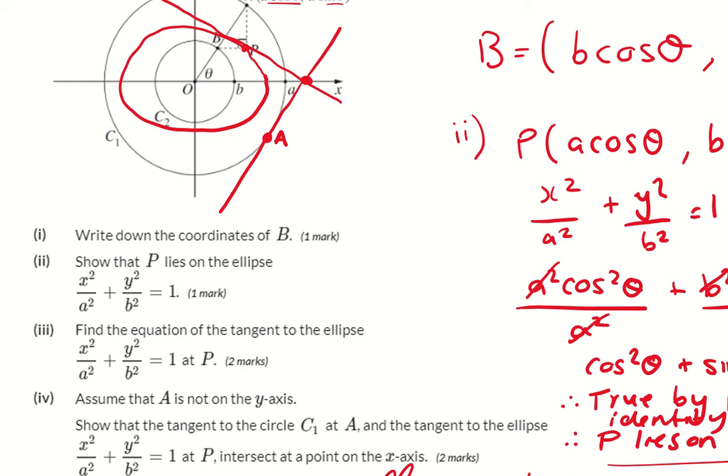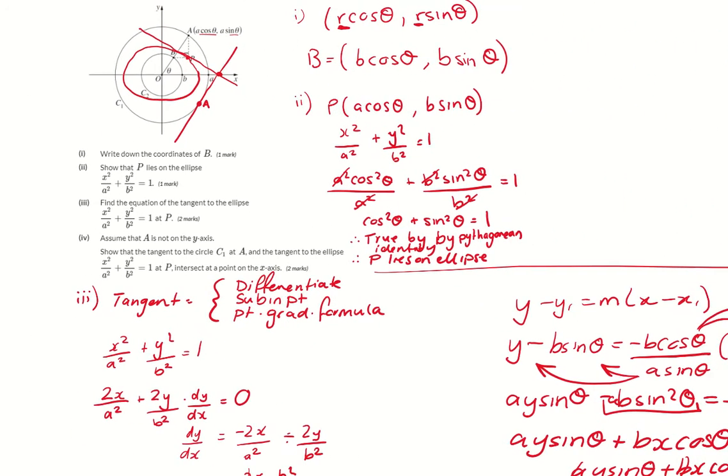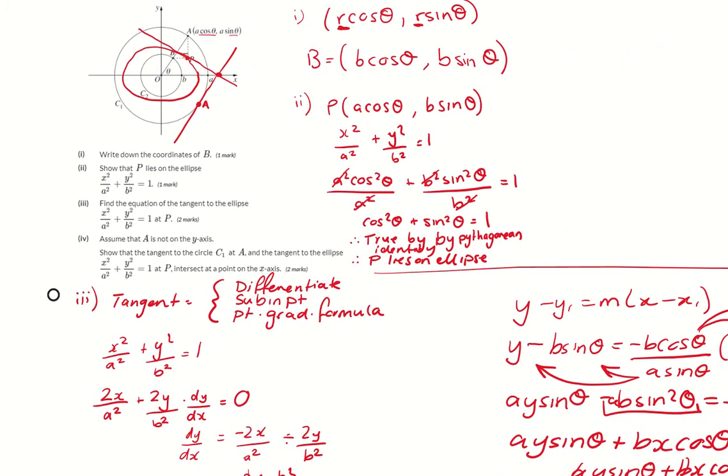So go back to basics. Think, okay, how do I find the point of intersection between two lines? I solve them simultaneously. Solve what simultaneously? I solve the equation of each line simultaneously. I just found the equation of my tangent at P. So I need to find the equation of my tangent of the circle C1. Okay, so how do I find the equation of a tangent to a circle? Well, let's differentiate my circle.